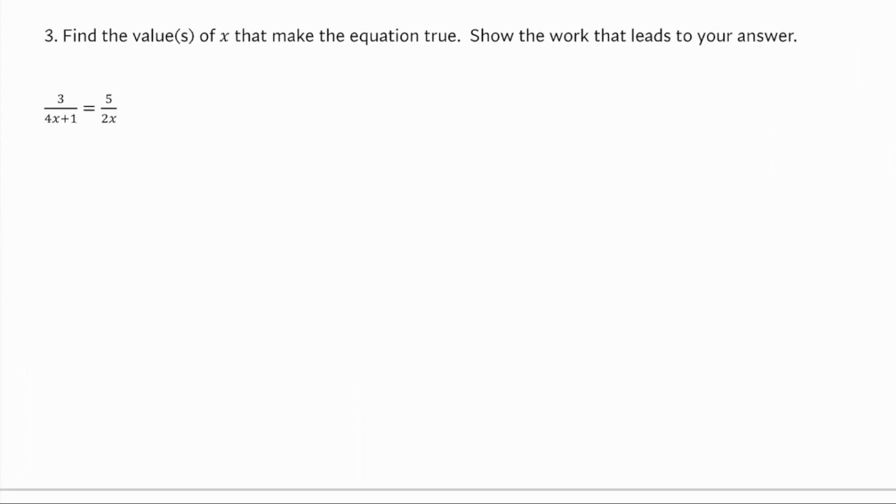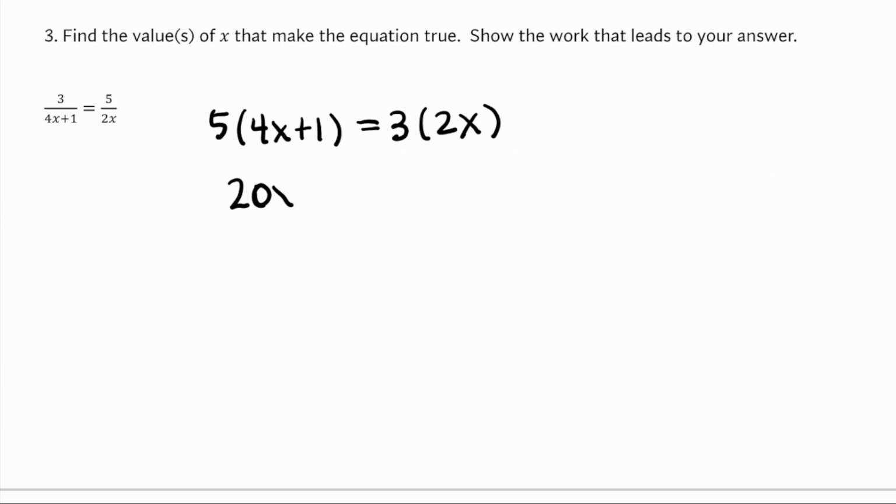All right, number 3, we're going to find the values of x to make the equation true, and we're going to be able to find that by cross-multiplying. So 5 times 4x plus 1 is going to be equal to 3 multiplied by 2x. So 5 times 4x would be 20x, and 5 times positive 1 would be positive 5, and that's going to equal 6x. I'll subtract 6x from both sides.